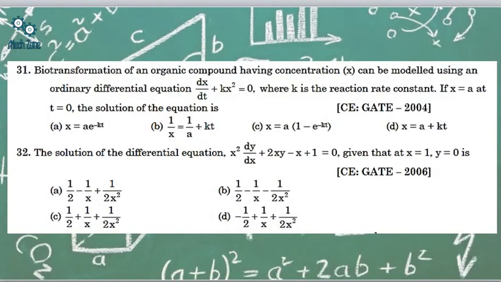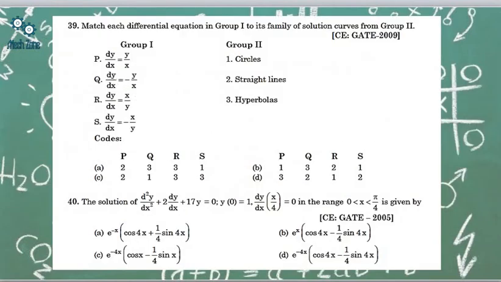ओके, नाउ द नेक्स्ट क्वेश्चन, एंड इन दिस क्वेश्चन वी हैव बीन आस्क्ड मैच द फॉलोइंग डिफरेंशियल इक्वेशन ऑफ द ग्रुप 1 टू द फैमिली. ठीक है, तो dy/dx = y/x. इसको सिंपली कुछ नहीं करना है, वेरिएबल सेपरेबल से y यहाँ पर आ जाएगा, x को ऊपर लाएंगे, दोनों साइड log लेके जब हम सॉल्व करेंगे तो हमें सिंपली एक इक्वेशन मिलेगी, जो कि इक्वेशन या तो एक सर्कल की हो सकती है, या तो स्ट्रेट लाइन हो सकता है, या तो हाइपरबोला हो सकता है.